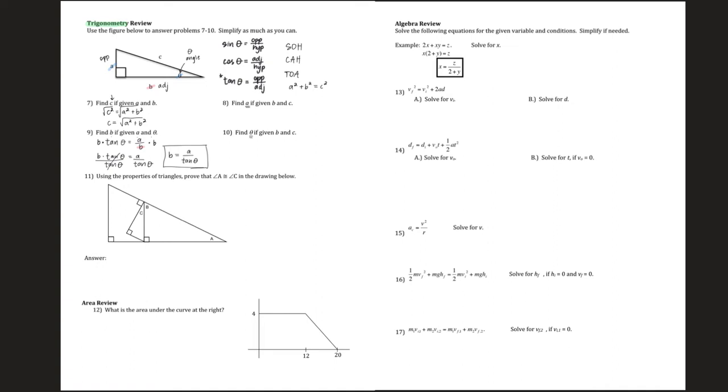Okay? Moving on to number 11. Again, I know that this is kind of fast and furious, but this is just an overview. If you have more questions, please ask. Please email me or Mr. Andringa. All right? Number 11 says, using the properties of triangles, prove that angle A is equal to angle C in the drawing below.